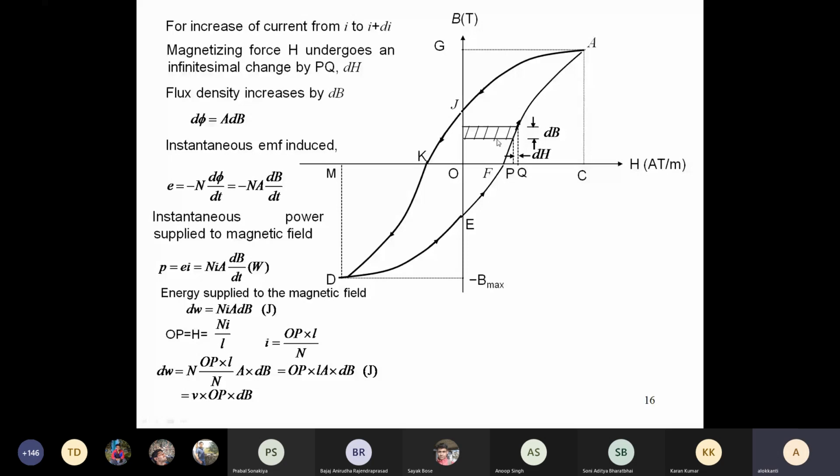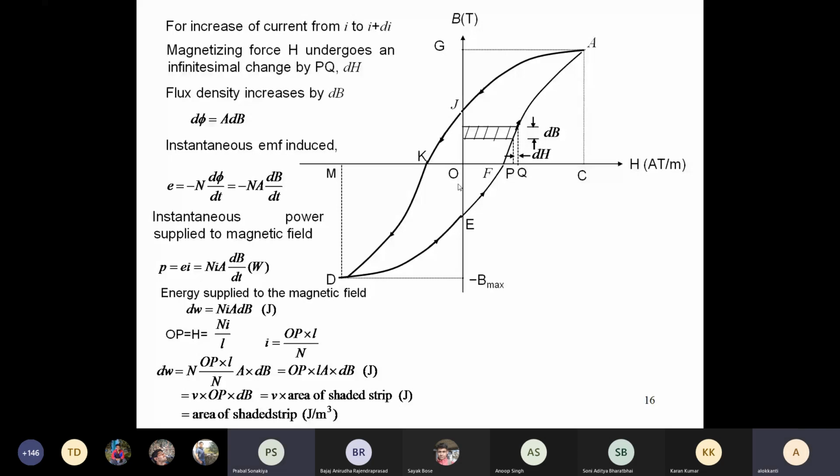So the area of the shaded region is equivalent to the energy supplied to the magnetic field. In the BH curve, if there is a small change in current, that small area is basically the energy supplied to the magnetic field. Now if you do this over the whole, it is V into the area of the shaded strip, where V is the total volume of the core. If the energy supplied is considered per unit volume, it is just the area of the shaded strip.